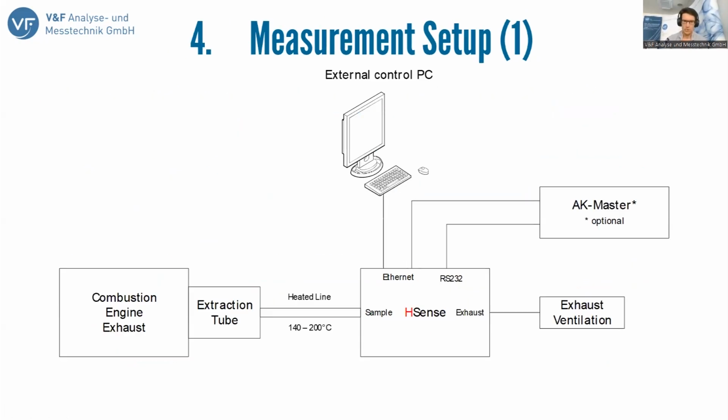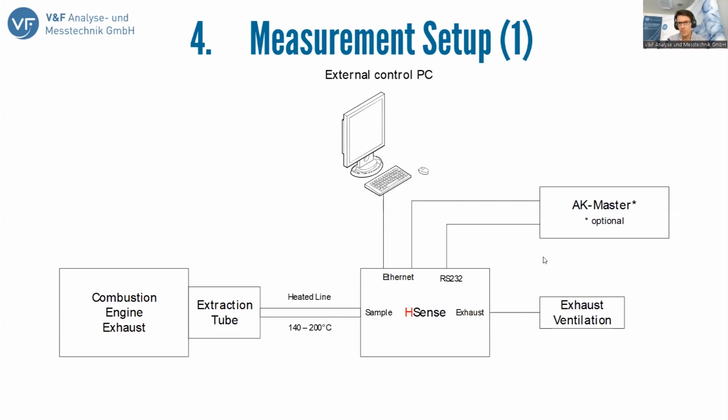Okay, so this graph will show the principal setup of an HSense instrument. What we would have is the instrument itself. The most basic connection to the instrument always works via an Ethernet connection. So you would have an external computer, you would plug a network cable into the computer and the instrument, and then launch the control software on the PC and control the instrument this way.